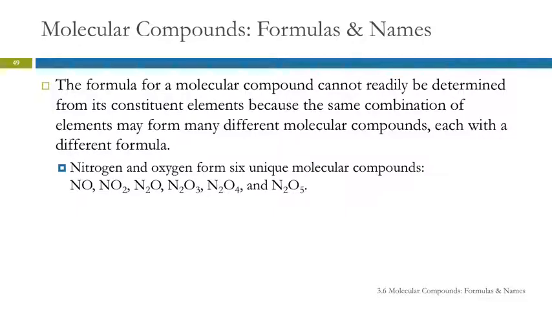And you can't just know what the compound between nitrogen and oxygen is, because there's a whole bunch of them. Between nitrogen and oxygen, there are 6 different molecular compounds. They can be nitrogen and oxygen combined in 6 different ways. So each of these needs its own name, so that we have one name corresponding to one formula.